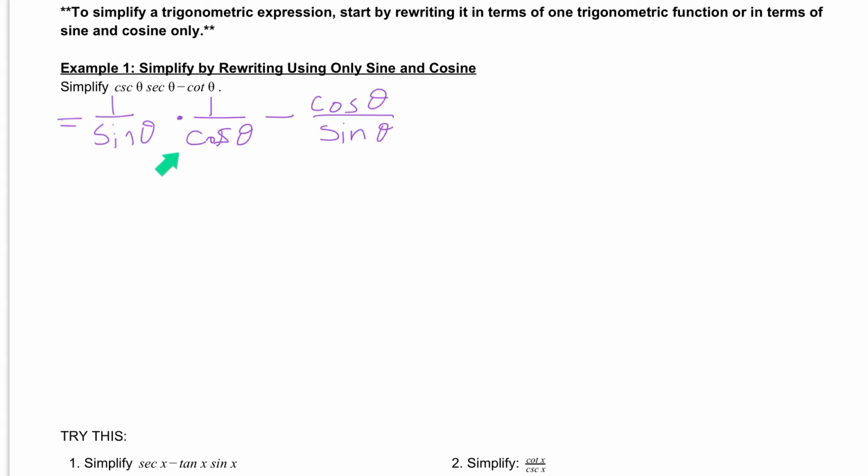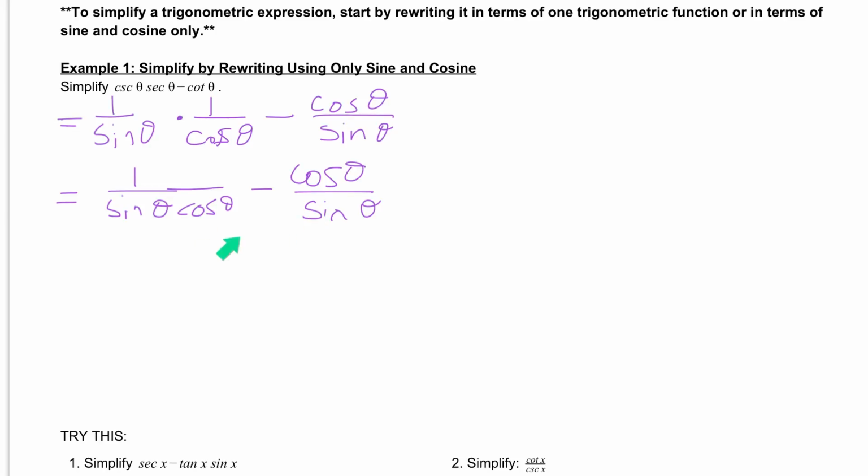I can multiply these two together. Doing that, I just get one fraction, which is 1 over sine theta cosine theta. And then I'm subtracting the cosine of theta over the sine of theta. And then what I want to do, if I'm subtracting, and this is where your fraction rules are going to come into play. You need to be very good with fractions in order to do the simplifying the right way.